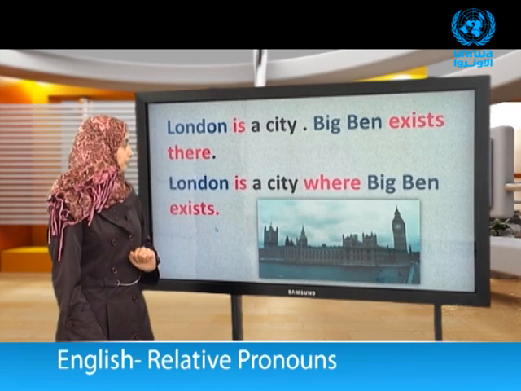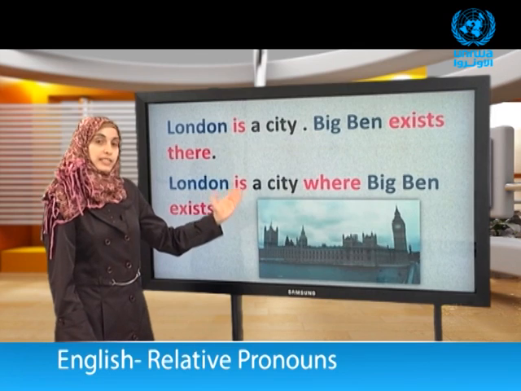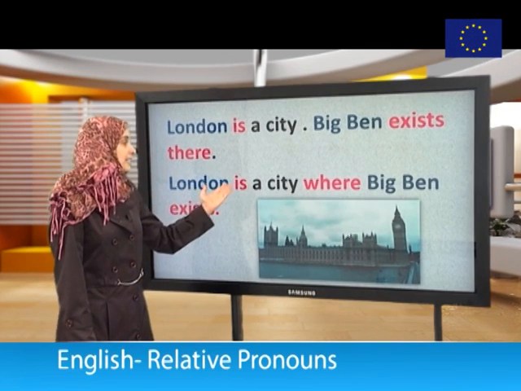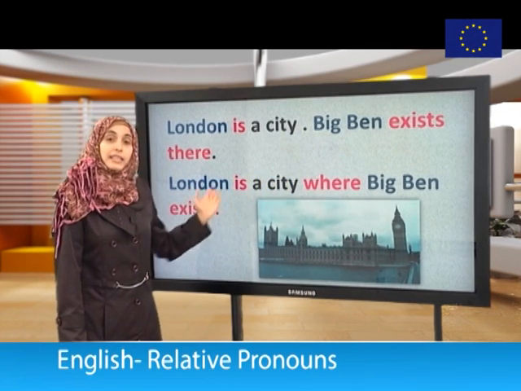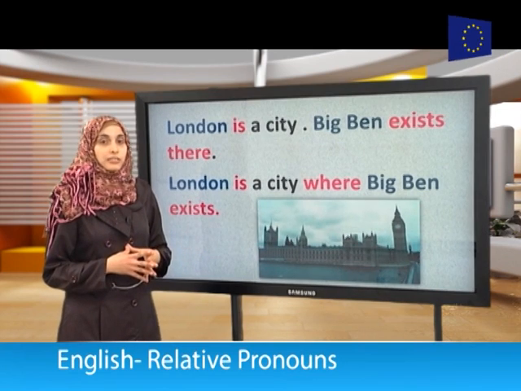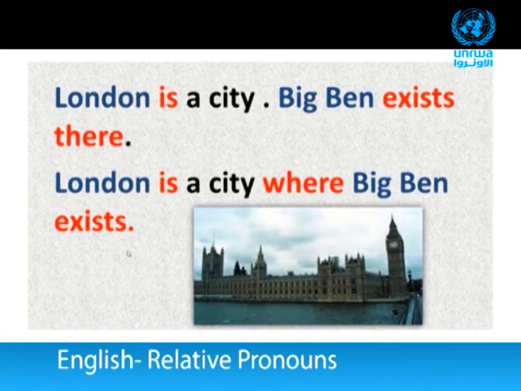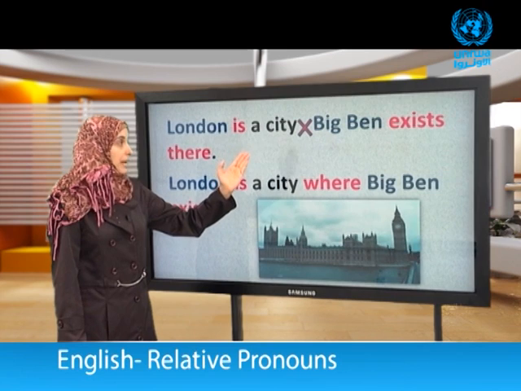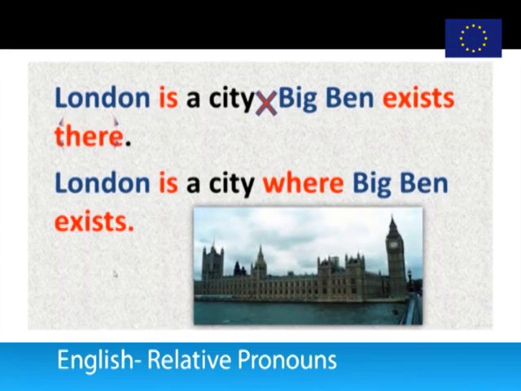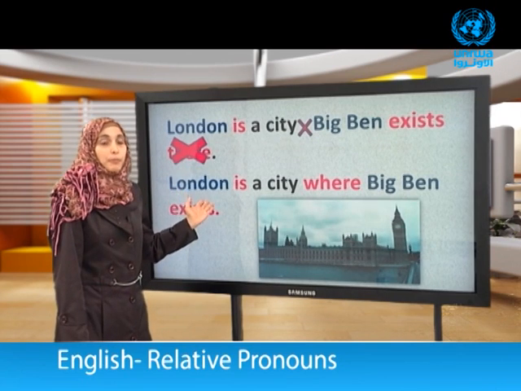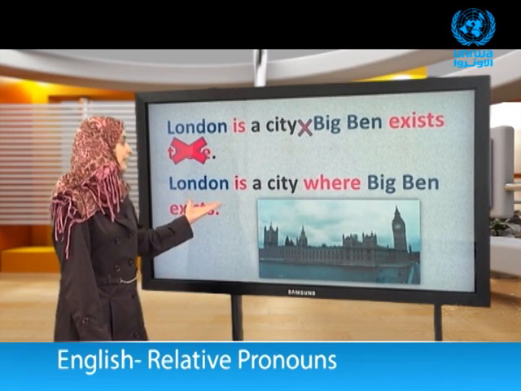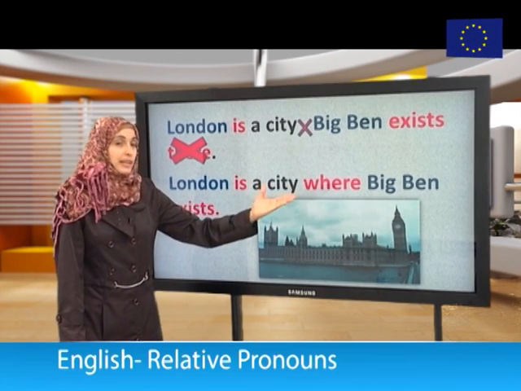Let's see. London is a city where Big Ben exists. What have we done here? The first sentence, London is a city, remained the same. We deleted the full stop. Big Ben exists, remained the same. And we deleted there. Why? We deleted there because it refers to London. We don't need to repeat. So the sentence would be, London is a city where Big Ben exists.